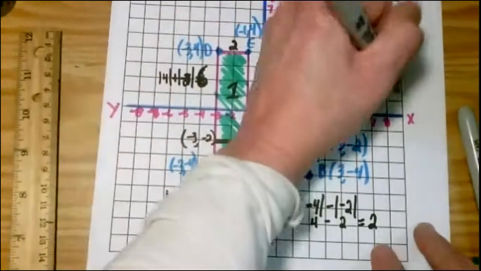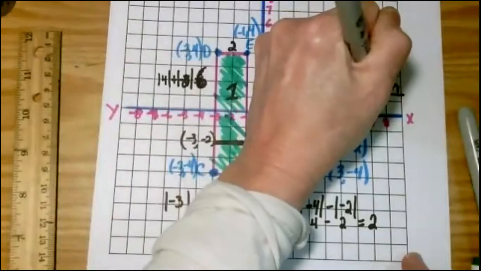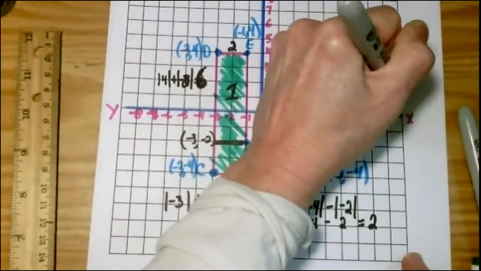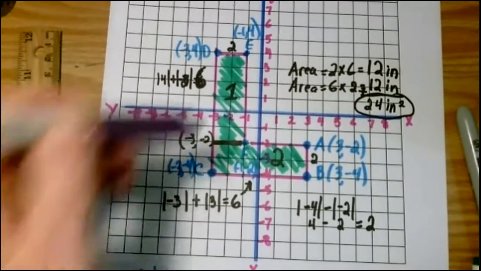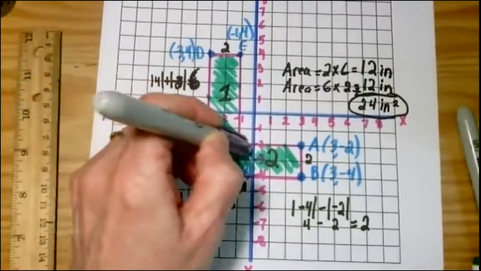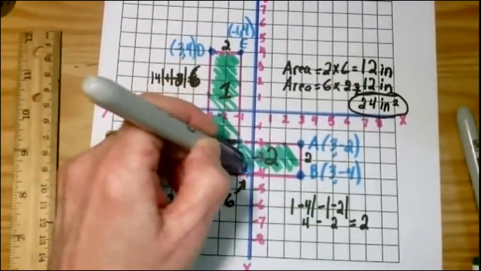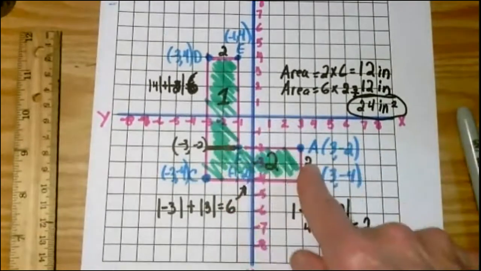Now to figure out the whole area, we have to add 12 plus 12. What does 12 plus 12 give us? Exactly 24 inches squared, or square inches. That's the area of that L shape. Now, like I was telling you, without doing math, you could just count these, right? 1, 2, 3, up to 24. So we could just count 24 squares as well.